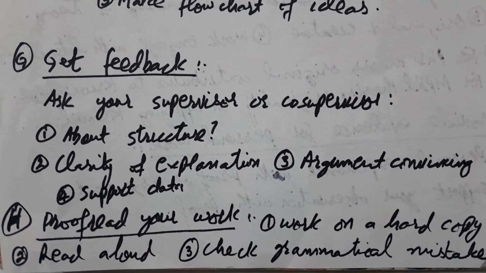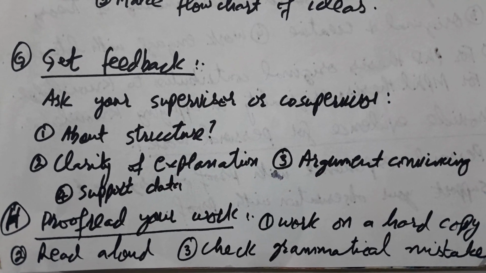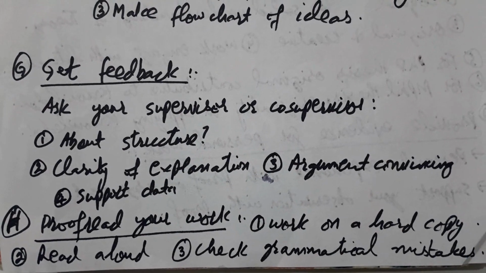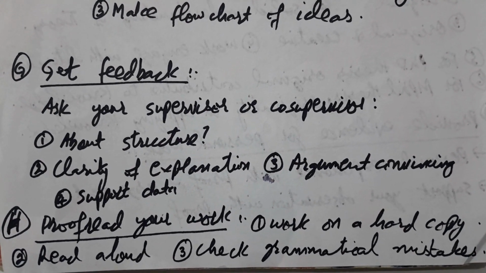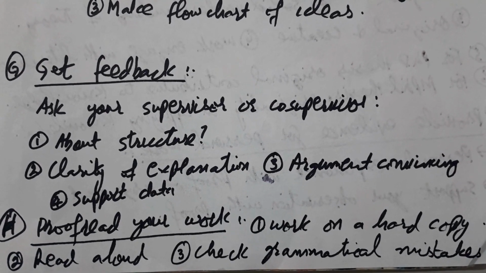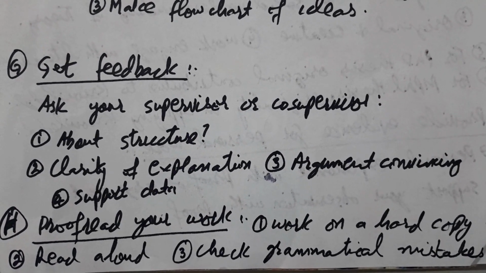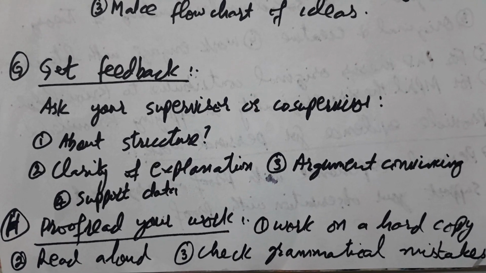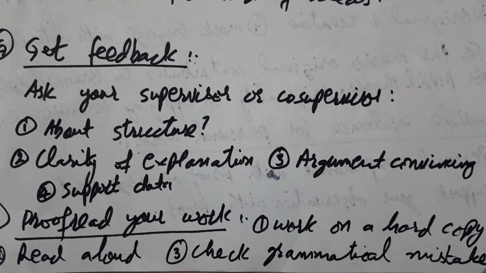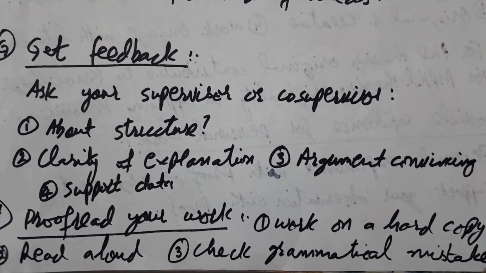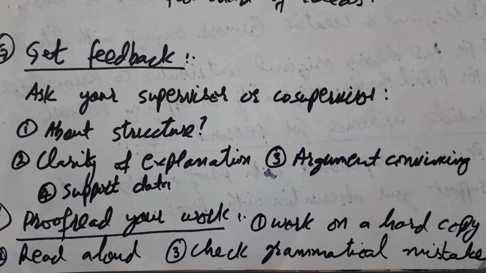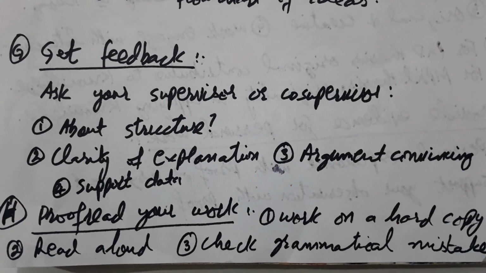And at the end, proofread your work. Always proofread your work. Proofreading makes your work mistake free. Next is to work on a hard copy. Just print, make a hard copy, proofread the hard copy, make corrections on it, then on the soft copy. Usually it will cost some money, but whenever you work on a soft copy, some points are missed, but in a hard copy these points are not missed.